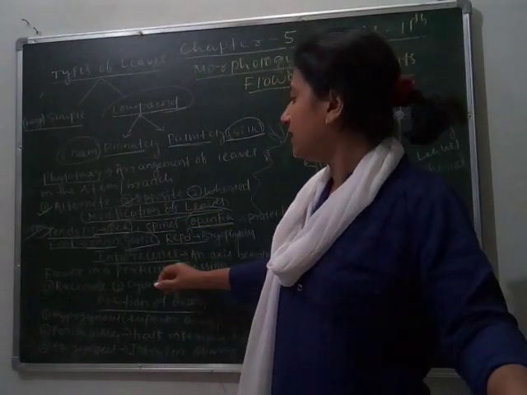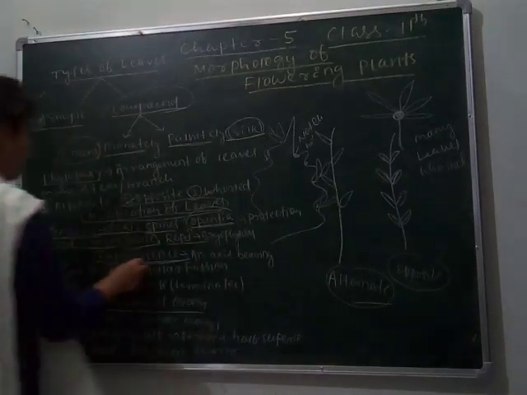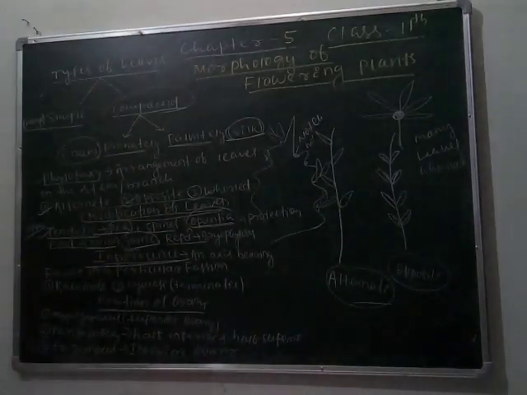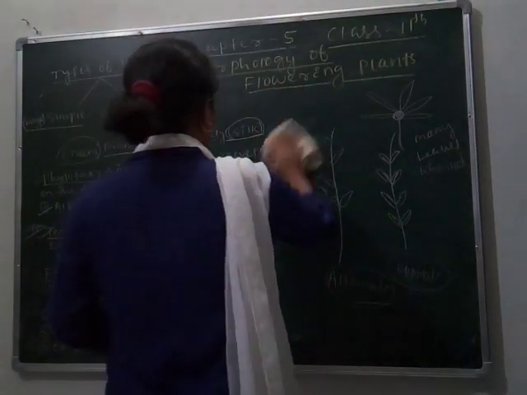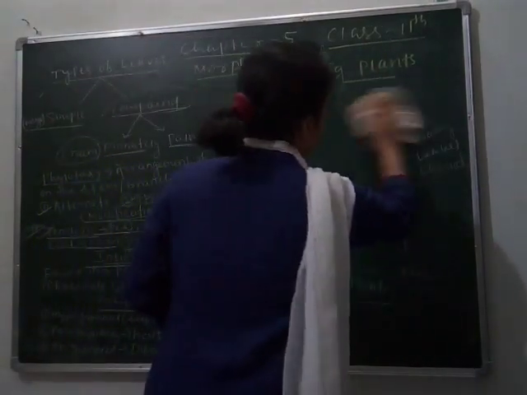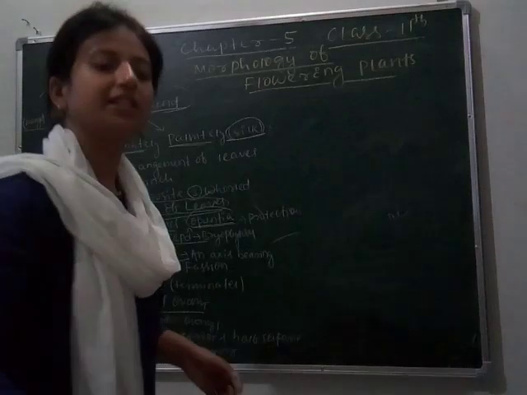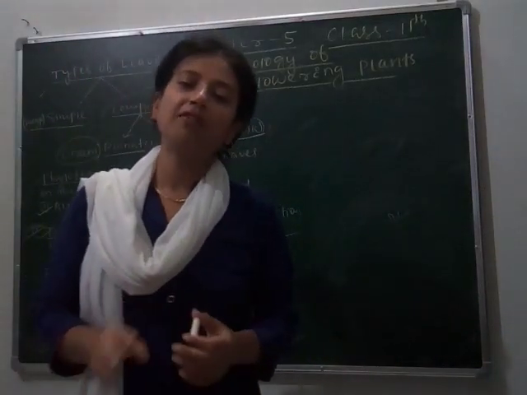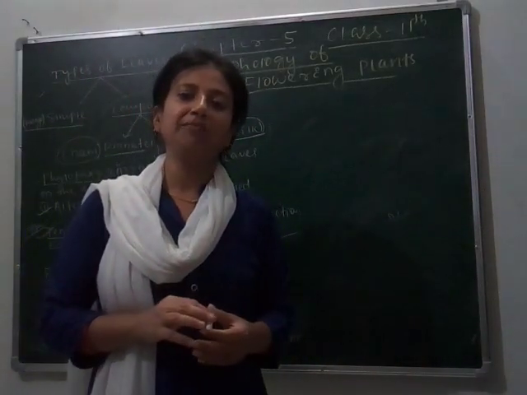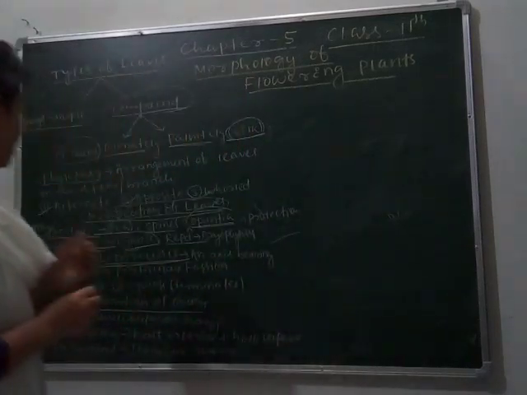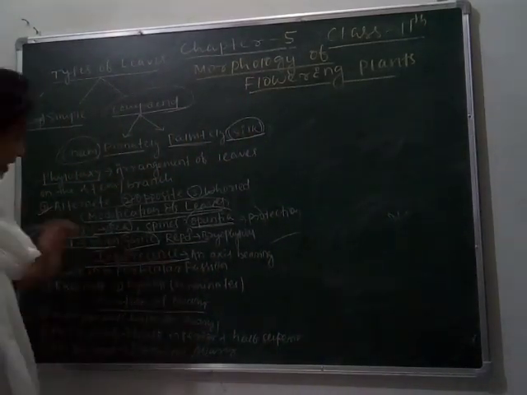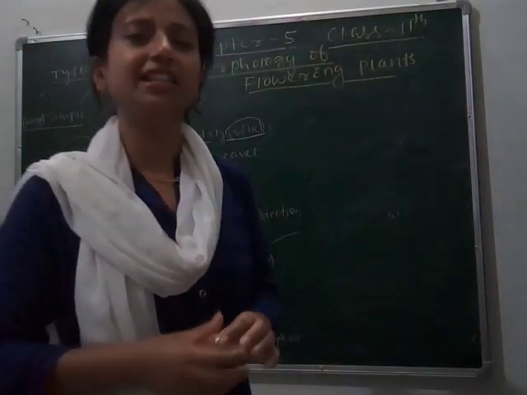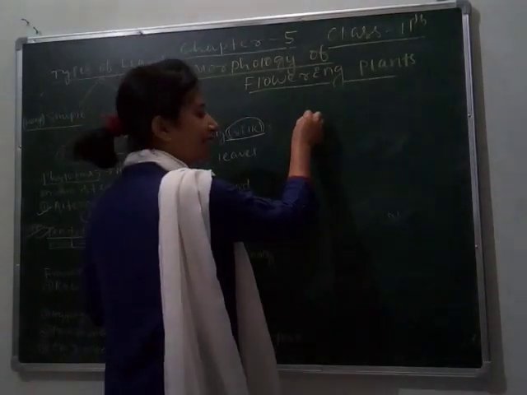Next we will study the flower. First, inflorescence. Let's see what inflorescence is. Inflorescence means the arrangement of flowers on the floral axis, meaning from where the flowers arise. So it is of two types: one is racemose and another is cymose.